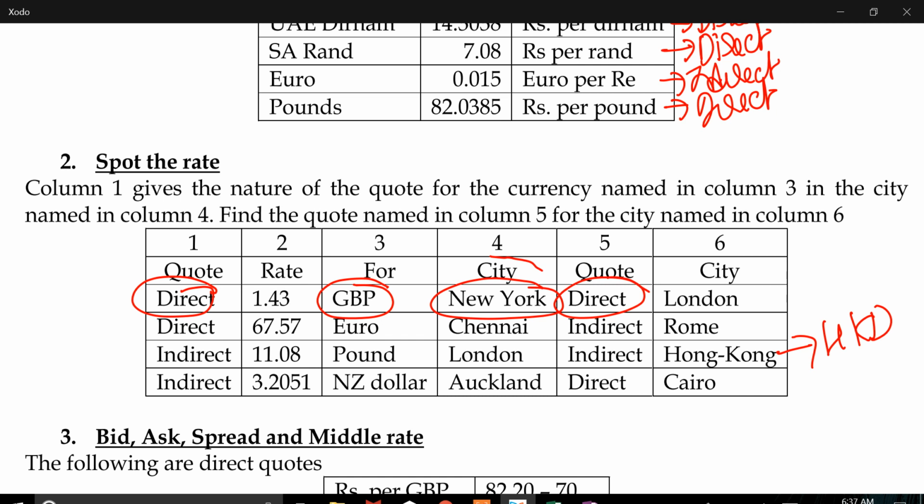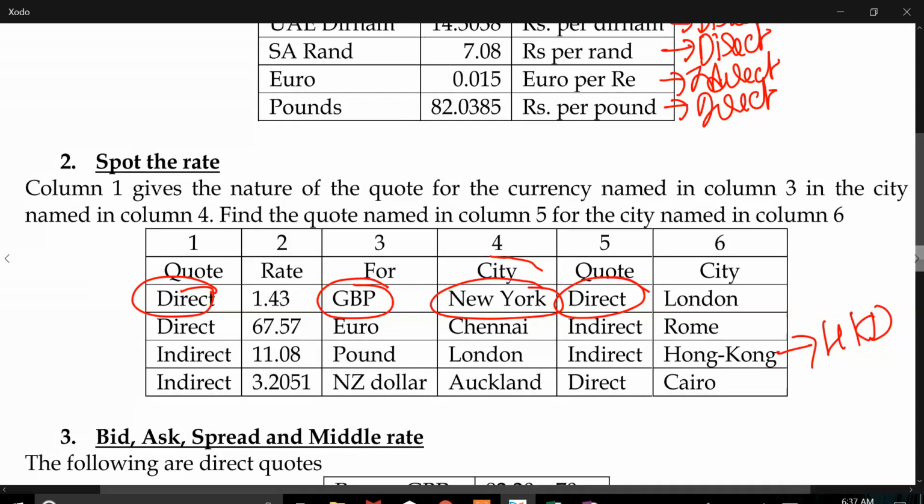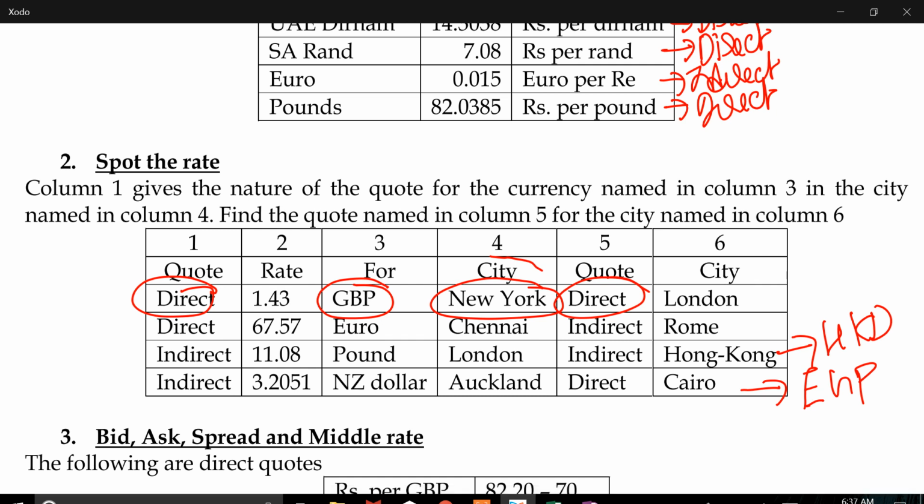Even we need to know the current exchange rate, because that will sometimes be used to interpret a problem. Sometimes, to interpret whether it is rupees or euro per GBP or GBP per euro, I may have to use the current exchange rate. Cairo's currency is Egyptian pound, EGP. You do this too now, the third and the fourth part.